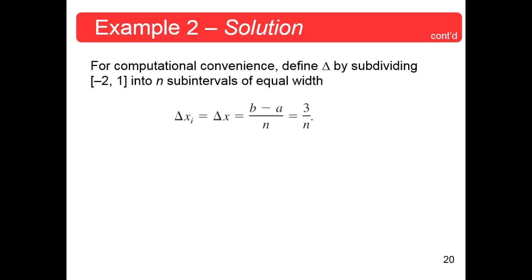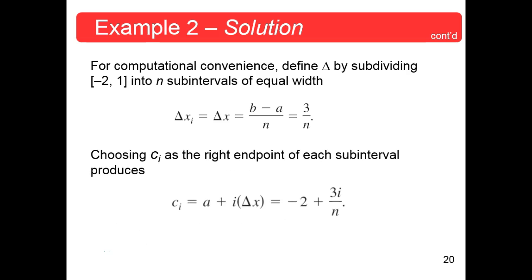For computational convenience, let's define the partition by subdividing -2 to 1 into n subintervals of equal width, just like we did before. So your delta x sub i, which is your delta x, is going to be b minus a, that's 1 minus negative 2, that would be 3 over n. That's your delta x.